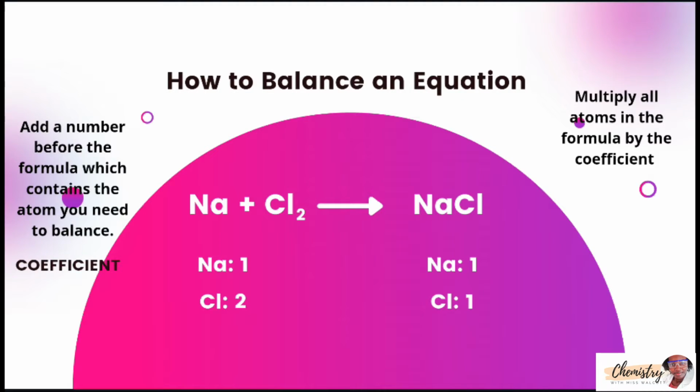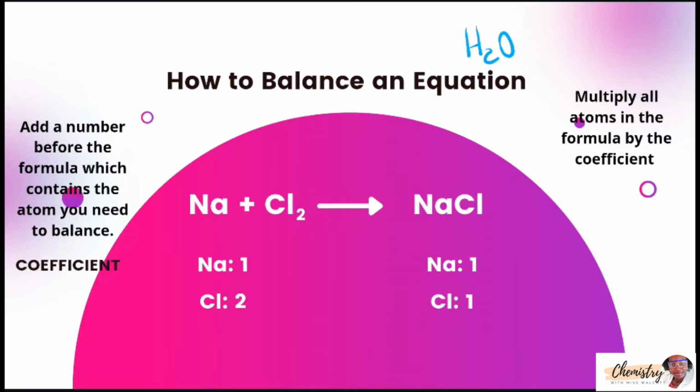In order to balance this chemical equation, we would need to add a number in front of the formula which has the atom that we need to balance. This number is then going to be called a coefficient. The numbers can only be placed in front. We can't put it between the symbols, we can't put it at the end, because we know those subscripts that are to the bottom right-hand side of the atoms tell us how many atoms are present in the formula.